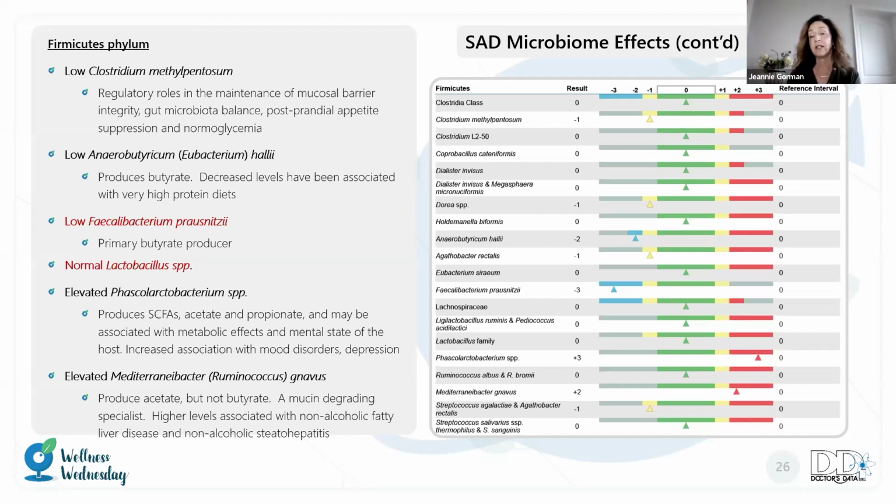We have a normal finding of Lactobacillus on this particular sample, which is about 2/3 of the way down the page. We've got an elevated Phascolarctobacterium right below that Lactobacillus. That is a bacterium that produces short-chain fatty acids, can be associated with metabolic effects and the mental state of the host. For instance, in the literature, it can correlate with anxiety, depression, mood disorders, et cetera. We sometimes will see an elevated Mediterraneibacter gnavus, which is mucin building when it's normal, but when elevated, it is a mucin degrading specialist. So it's degrading the mucin, which is part of the build of the mucosal barrier. So it's not at all a leaky gut test, but it is an indicator that we rely on these members for a lot of our GI function, including a good, strong mucosa.